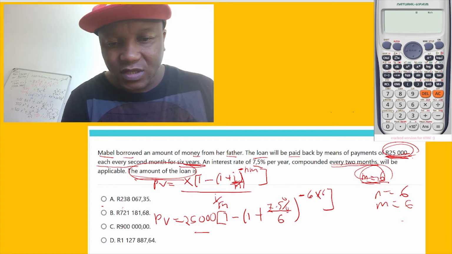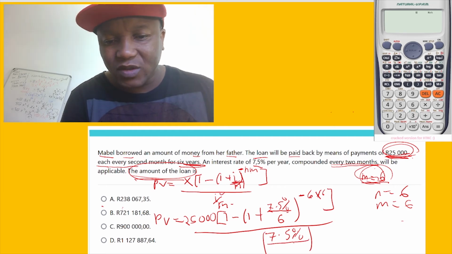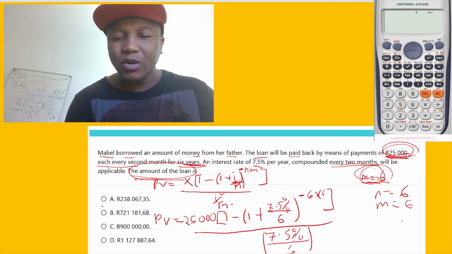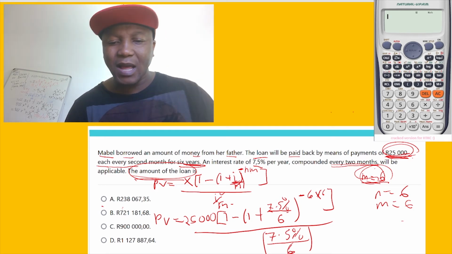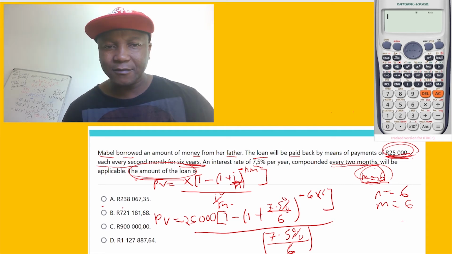And then you say 7.5, because this is I, and then over M. What is the M? Our M, how it was compounded, which is 6. So now we're going to take all this and plug it into a calculator.